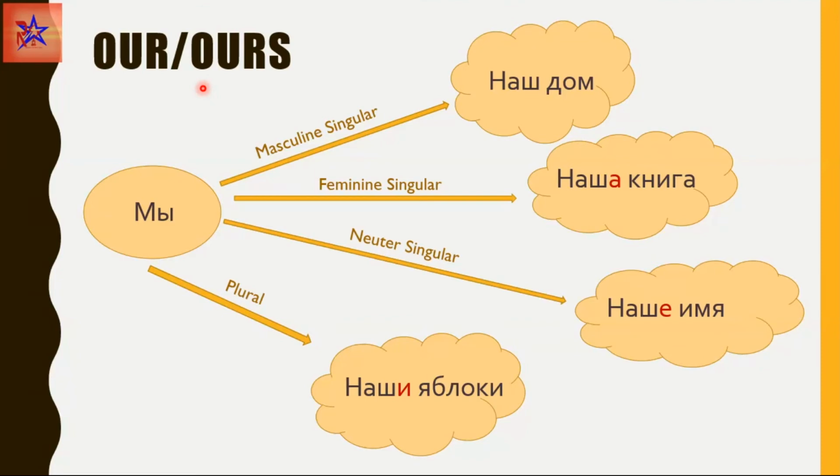So now let's turn to the plural forms of a pronoun. Our or ours. So you see there are four forms again, and the difference is just the ending. Наш дом for masculine singular. Наша книга for feminine. For neuter, it would be наше имя. And for plural, again, one form, наши яблоки.